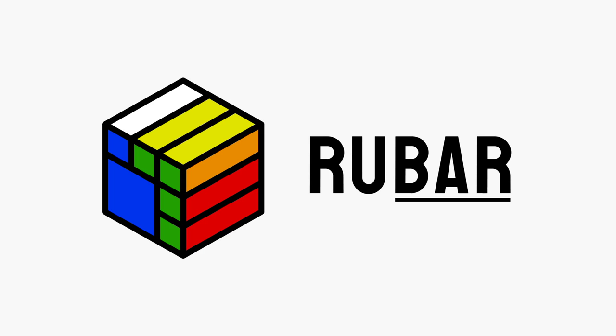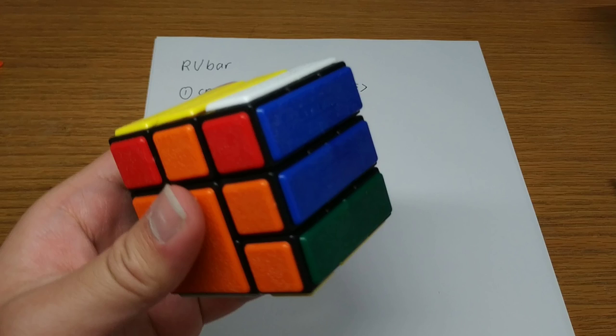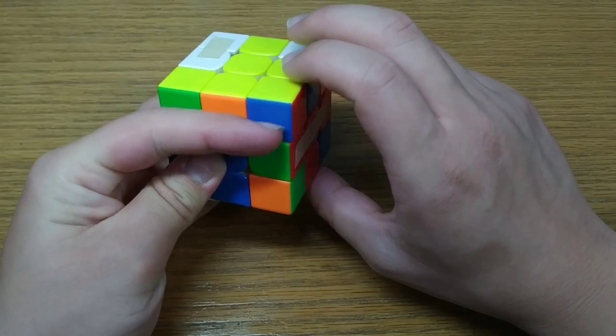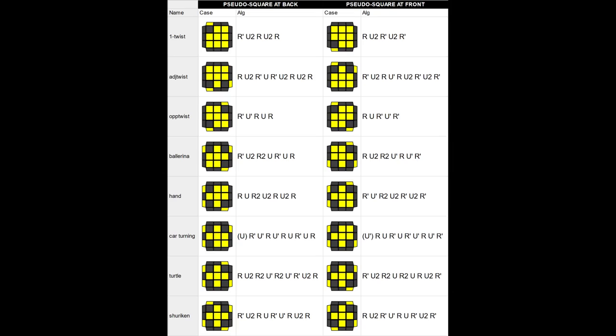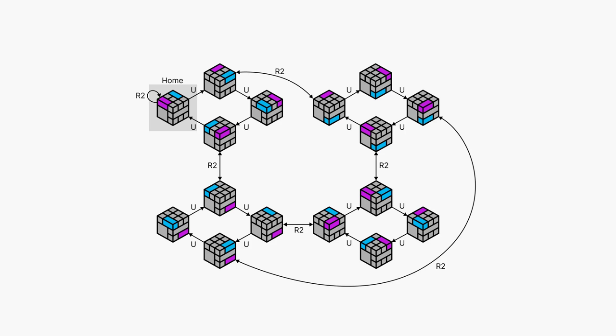In summary, RUbar is a new theory-based solving method that combines bandaged reduction with moveset reduction by making bars everywhere. Any progress that you make will never be broken in future steps. It's intuitive and has only 8 algs excluding mirrors. When you bandage pieces together, some amazing structures emerge from the cube, and you can do cool stuff with them to solve the cube more optimally.